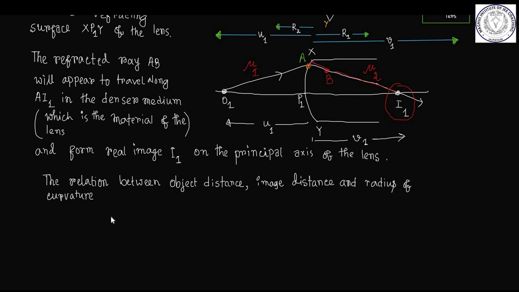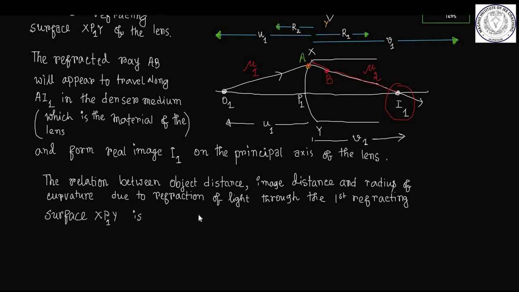For the image I1 and the object point O1, due to refraction of light through the first refracting surface XP1y, provided this first refracting surface XP1y encloses denser medium of refractive index mu2 and there is no second refracting surface, the relation is mu2 by v1 minus mu1 by u is equal to mu2 minus mu1 whole divided by r1.